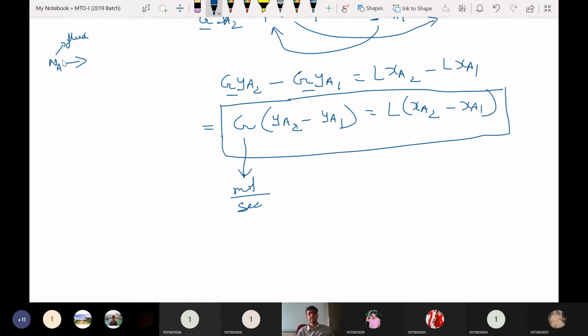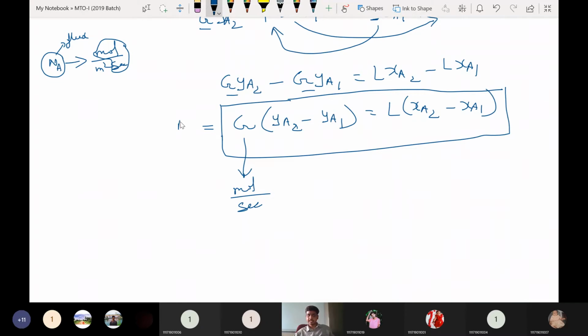Please respond. Can anybody say what is the units of flux? Without units, no mass transfer. We cannot solve anything in mass transfer. So mole per meter square second is nothing but flux. So mole per second is nothing but G.